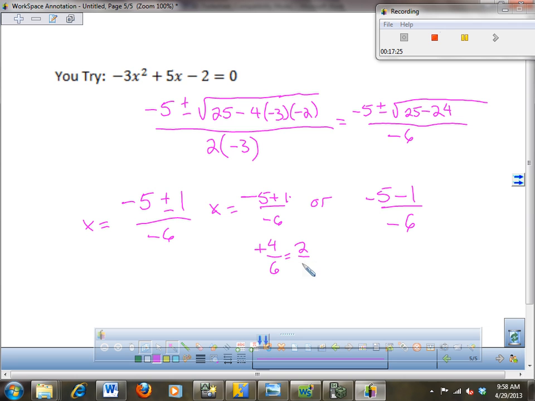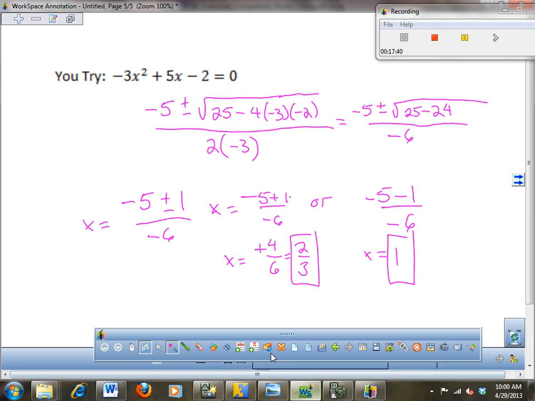or as Sarah said, 0.67 repeating, or 6 repeating, right? And this one just gives you negative 6 divided by negative 6, which is x equals 1. So here's my two answers, x equals 2/3, or x equals 1.